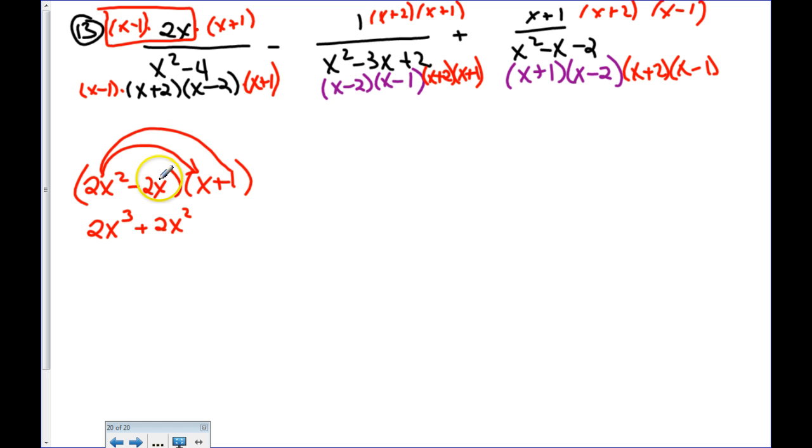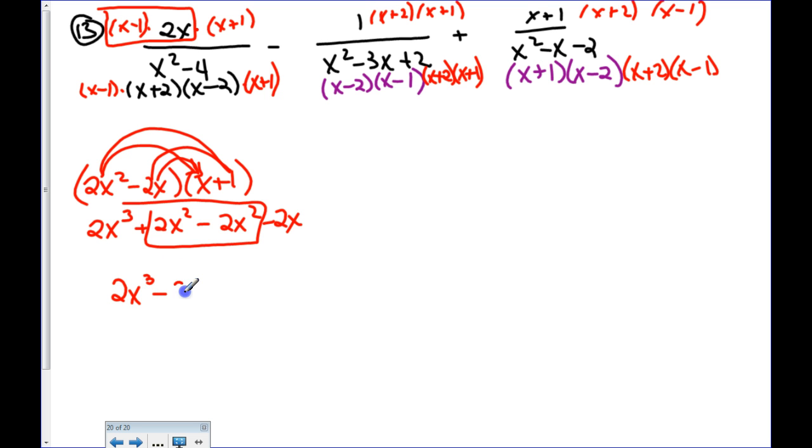Now, if I do the same thing with this one, negative 2x times x, negative 2x squared. And negative 2x times 1 is negative 2x. So does anything cancel out there? Yeah, these two terms. So it'll be 2x to the third minus 2x. That is all going to be over these 4 things right here that we found earlier. So I'm just going to write it out the one time, and then I won't write it out for the other 2 terms because it's a lot of writing.